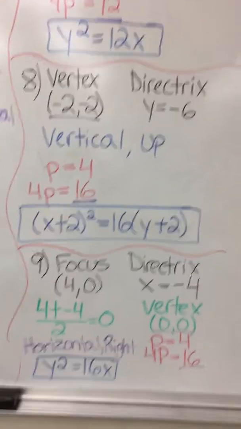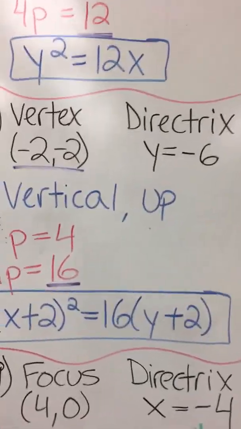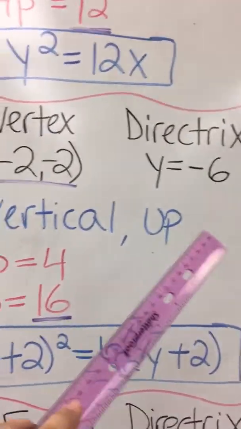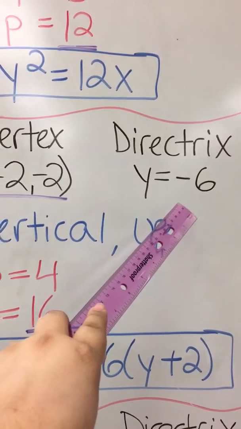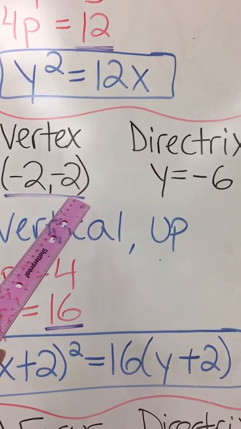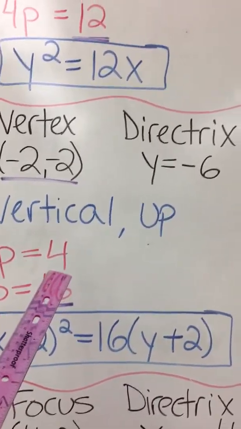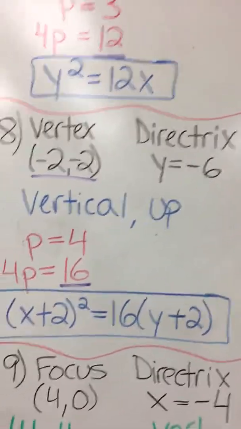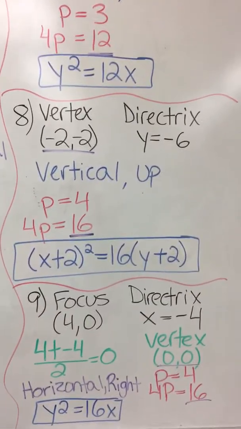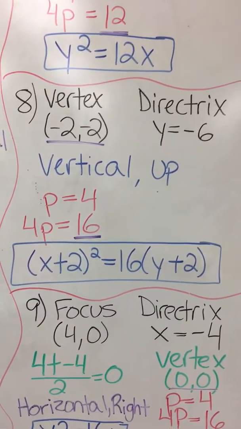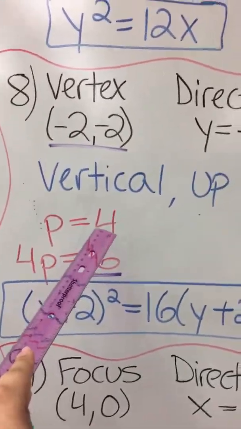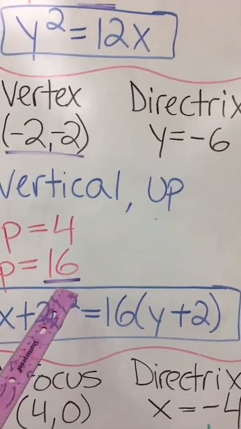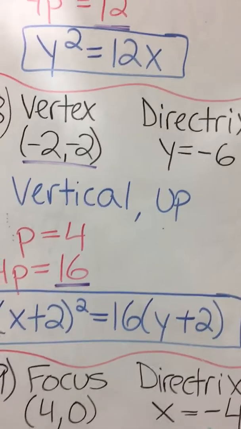So then we need to figure out our p-value. In order to do this, you have to start at -6 and then count how many units you would move to get to -2. In this case, you're going to be moving up 4 units. So that is why our p equals 4. Then again, you're going to set it equal to 4p, multiply 4 times 4, and you get 16. So again, you're going to use the 16 and the vertex in your answer.